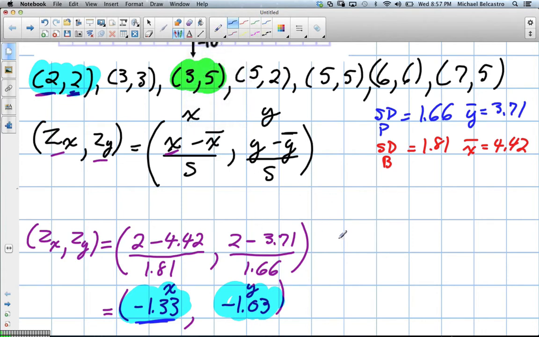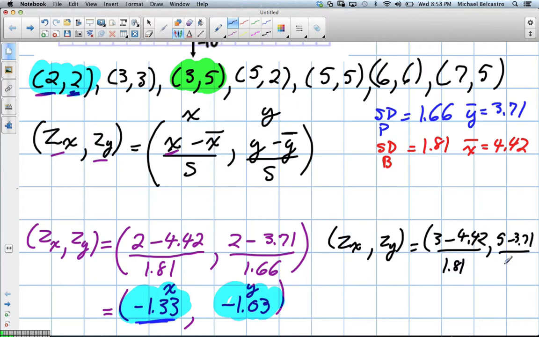So same formula. We're going to get a new z-score for x, and a new z-score for y. So that's going to give us 3 subtract, well, the mean doesn't change, 4.42, divided by the standard deviation, which is 1.81. And for the y, it's going to be 5 subtract 3.71, divided by 1.66. So we plug those in our calculators. -0.784. -0.78. Okay, there's our x coordinate. And our y coordinate is actually going to be a positive value.